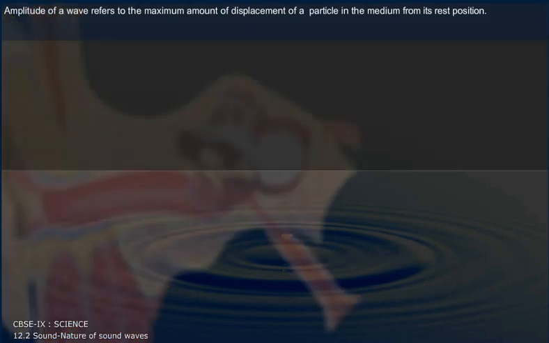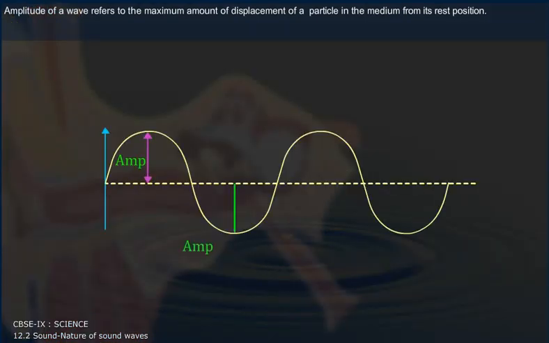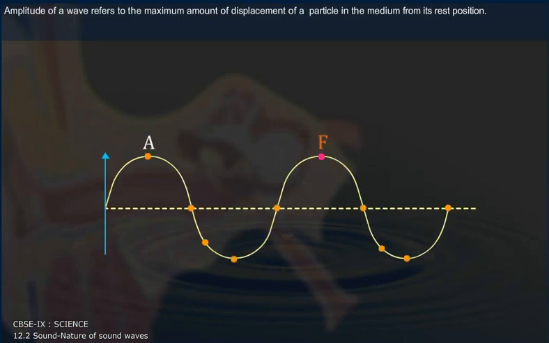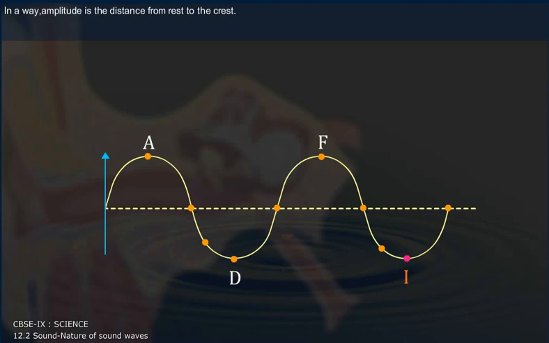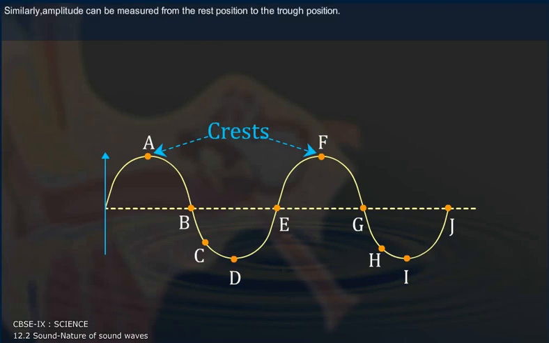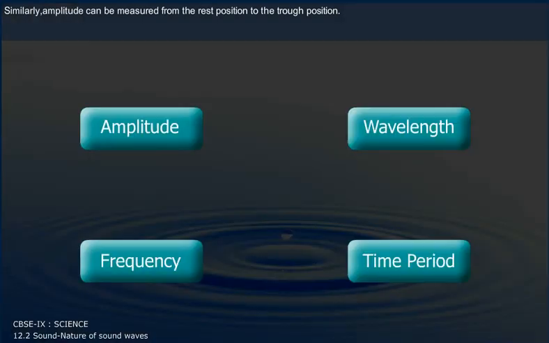The amplitude of a wave refers to the maximum amount of displacement of a particle on the medium from its rest position. In a sense, the amplitude is the distance from rest to crest. Similarly, the amplitude can be measured from the rest position to the trough position.